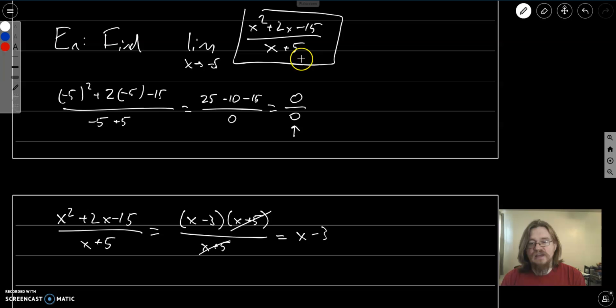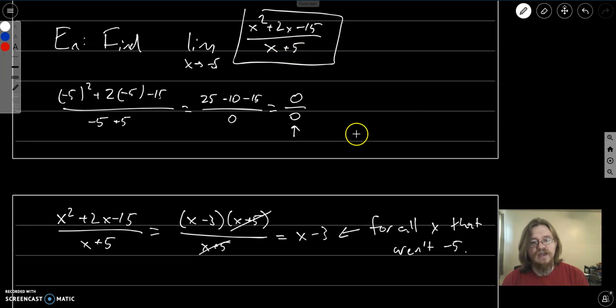I still can't plug -5 into this function, because I'll end up dividing by 0. But these things are equal for all x that aren't -5. So anything that's not -5, I can plug into this function. I'll continue this in the next video, but I'll show you that provided that we can simplify our function, it shouldn't matter, and we can now just take the limit of x minus 3.